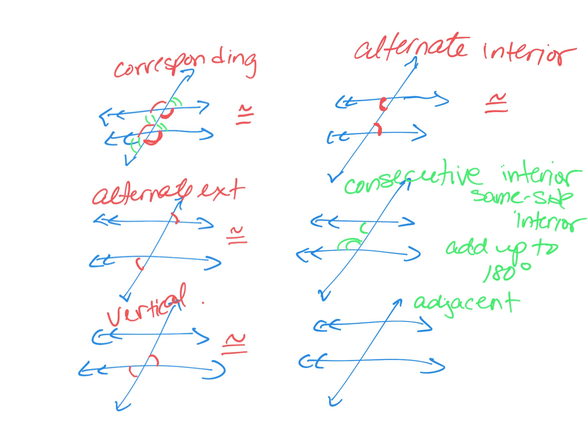Adjacent angles are next door to each other. So they share a wall. And those two are adjacent because they share a wall. What do we know about them? If the lines are parallel, they add up to 180. Wouldn't alternate interior be adjacent?